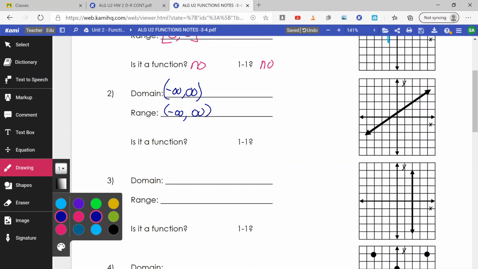Is it one-to-one? I drew my vertical line, and now I have to draw my horizontal line. Here I only hit one spot, and I could draw a horizontal line anywhere on here and only hit one spot. So yes, it is one-to-one.